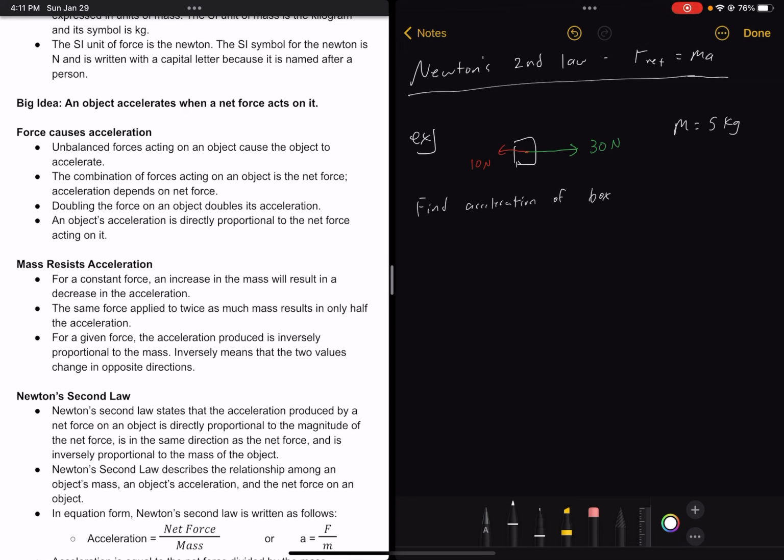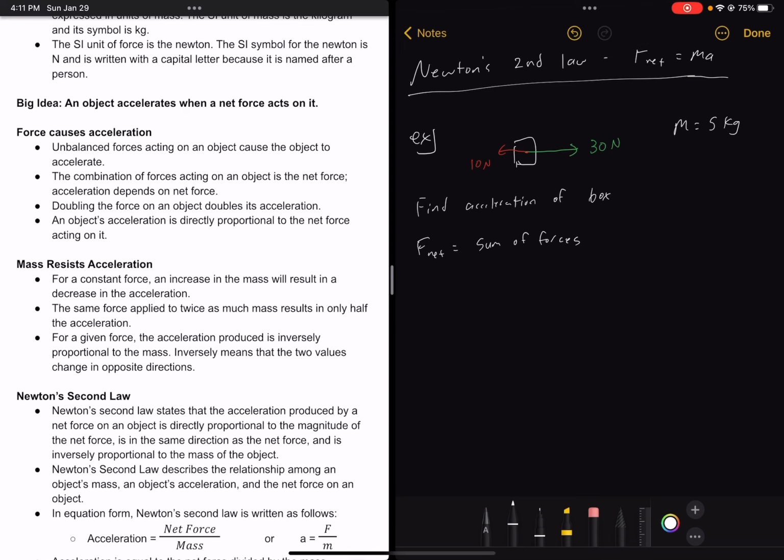Okay, so first you need to find the net force, right? So the net force is equal to the sum of the forces. This is what's nice about drawing a free body diagram: you look at all the forces acting on an object. If the forces are all balanced out, then you don't have a net force, and the object's motion is not going to change. It won't accelerate because the net force is 0.